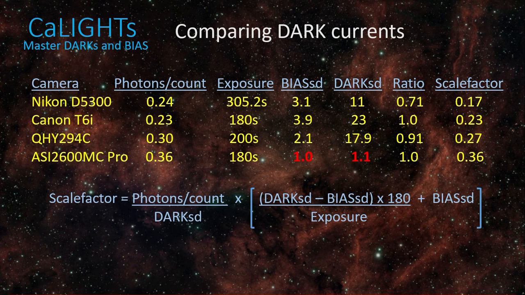So now I can show you the Master Darks for the four cameras, but I'm going to rescale the y-axis so that it equals photons. This will allow us to compare these four cameras from the aspect of how much their dark current can affect your light frames.